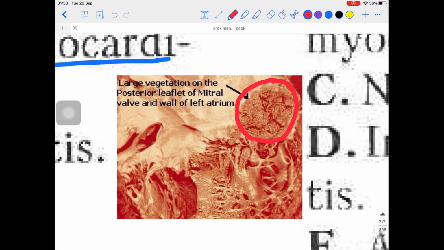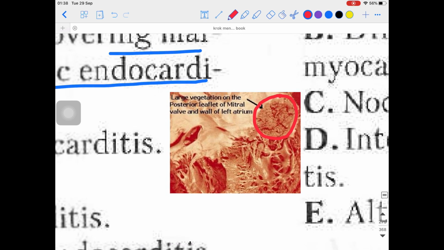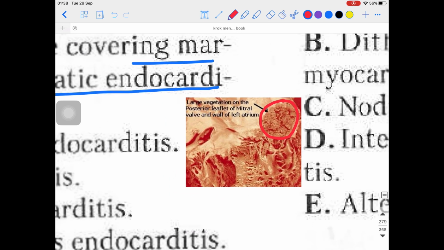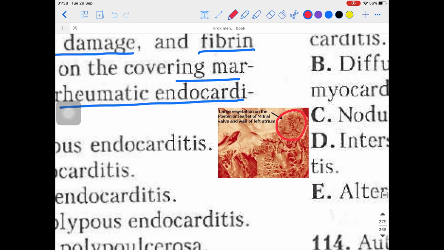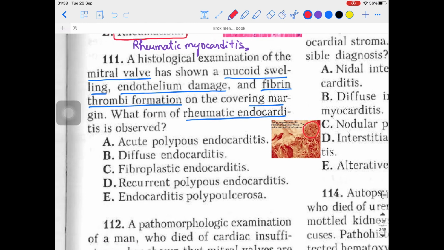Of course, the mitral valve is positioned between the left atrium and the left ventricle. So this is the appearance you will see if the polyps are coming out, several vegetations coming out. This is rheumatic endocarditis. In rheumatic myocarditis, please remember the Aschoff granuloma or the Aschoff bodies. In rheumatic endocarditis, please remember the polypus endocarditis.